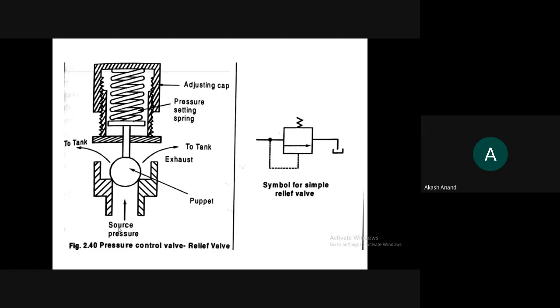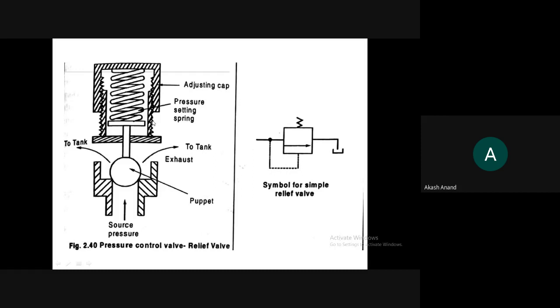With the help of this screw cap adjusting arrangement, we can vary the spring force. You can simply say that by turning it, you can see here a thread arrangement. By turning this adjusting cap, you can increase the tension inside the spring.